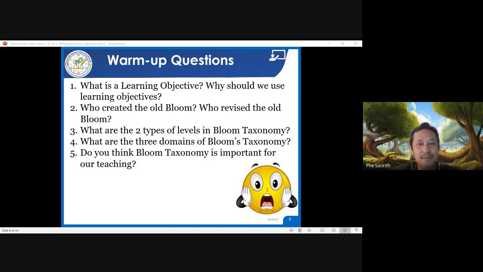Why should we set up a learning objective? Why should we create a learning objective before we start the lesson? Who can answer?